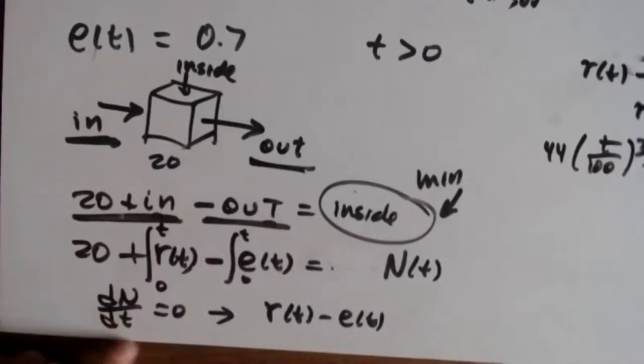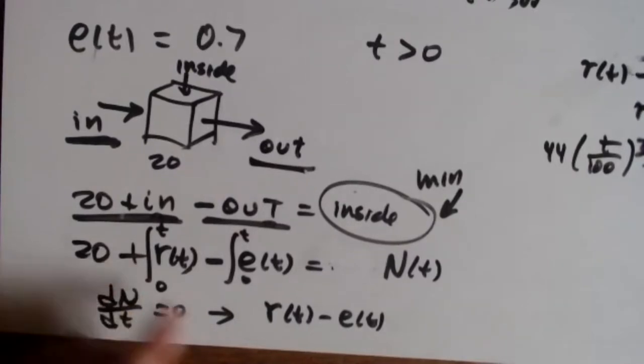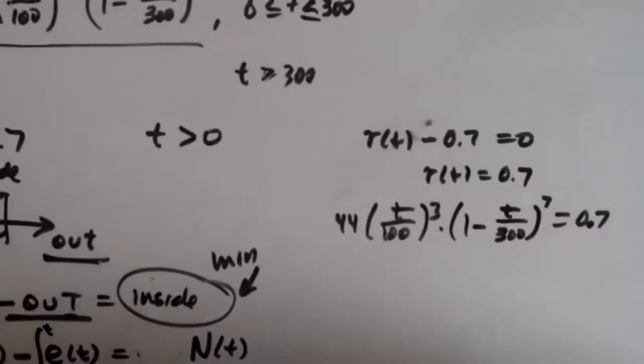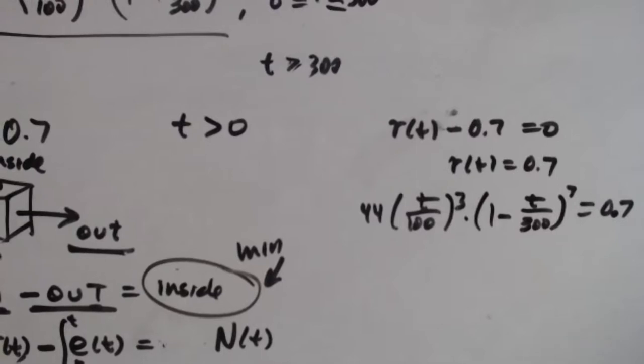So we take the derivative, dN/dt. This is R of t minus E of t, correct? According to this, R of t equals 0.7. And I graph this thing in the calculator, right? R of x is this one. I don't see any strange situation.